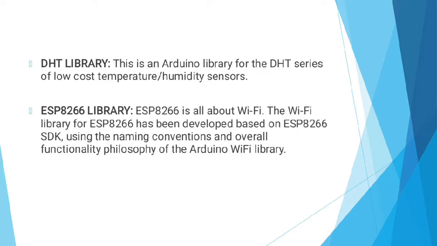The next library we have used is the DHT library. The DHT library is used for DHT series sensors. We are using the DHT11 sensor to measure temperature and humidity. It is a low cost sensor. The next library is the ESP8266 library. ESP8266 is used for ESP boards which have Wi-Fi inbuilt. It plays a very important role as it is all about Wi-Fi.